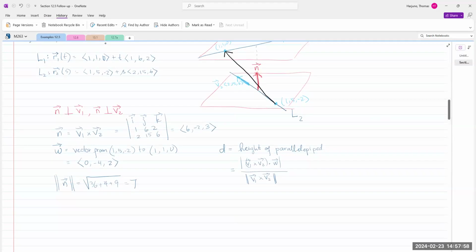On the other hand, I need to do the triple scalar product, v1 cross v2 dot w. I already have the cross product, so I can just go ahead with 6, negative 2, 3 dot with that w, which is 0, negative 4, 2. That is 0 plus 8 plus 6, that's 14. So we get here the absolute value of 14, which is 14 divided by 7, that is 2. That's the distance. Okay then, that's for this follow-up.